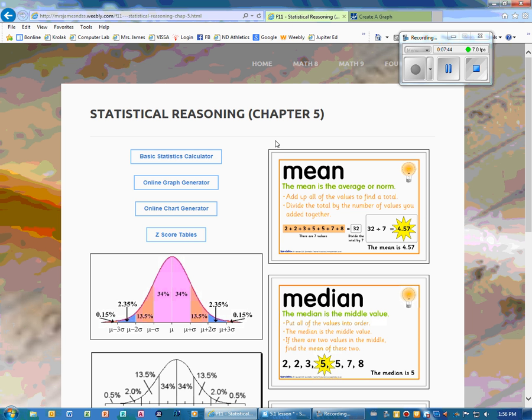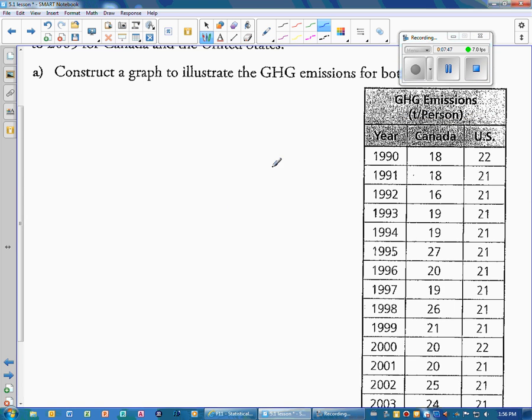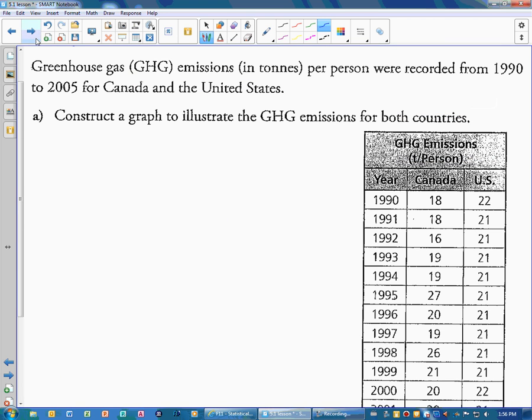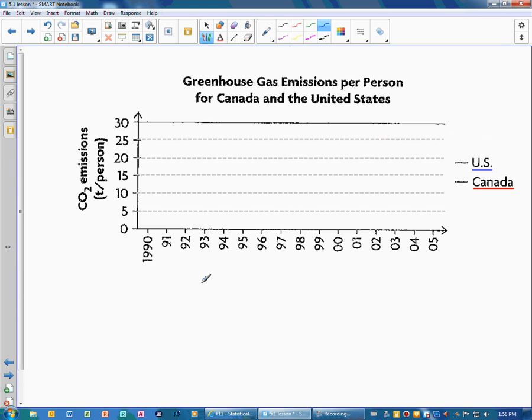Okay. So back though to the lesson here. Here's all the data. You go away. And this is the outline in your book. So if you want, you can put dots everywhere. Remember that Canada, which I have in red, Canada in 1990 was 18. 18 would be about here. In 1991, it was 18 again. In 1992, we went down to 16. So you could kind of go along and do your dots like that.